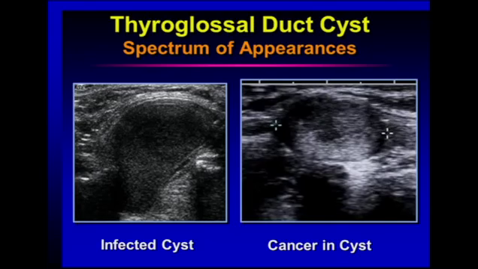These can become quite large and contain internal echoes, particularly if they are infected, but even non-infected cysts can also have internal echoes. And because it's of thyroid origin, they can develop solid tissue within them, as this patient on the right, who had unfortunately developed a carcinoma within the thyroglossal duct cyst.